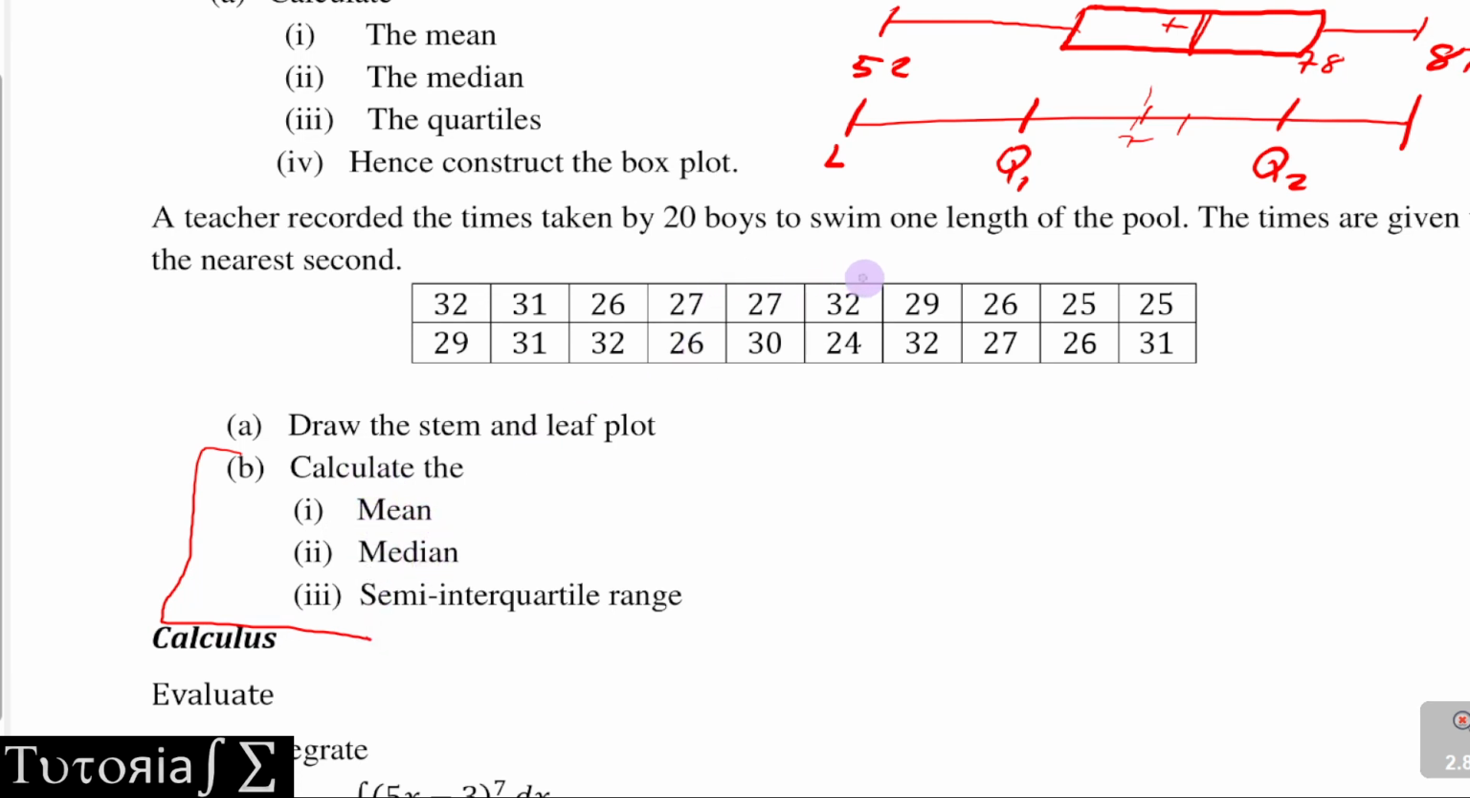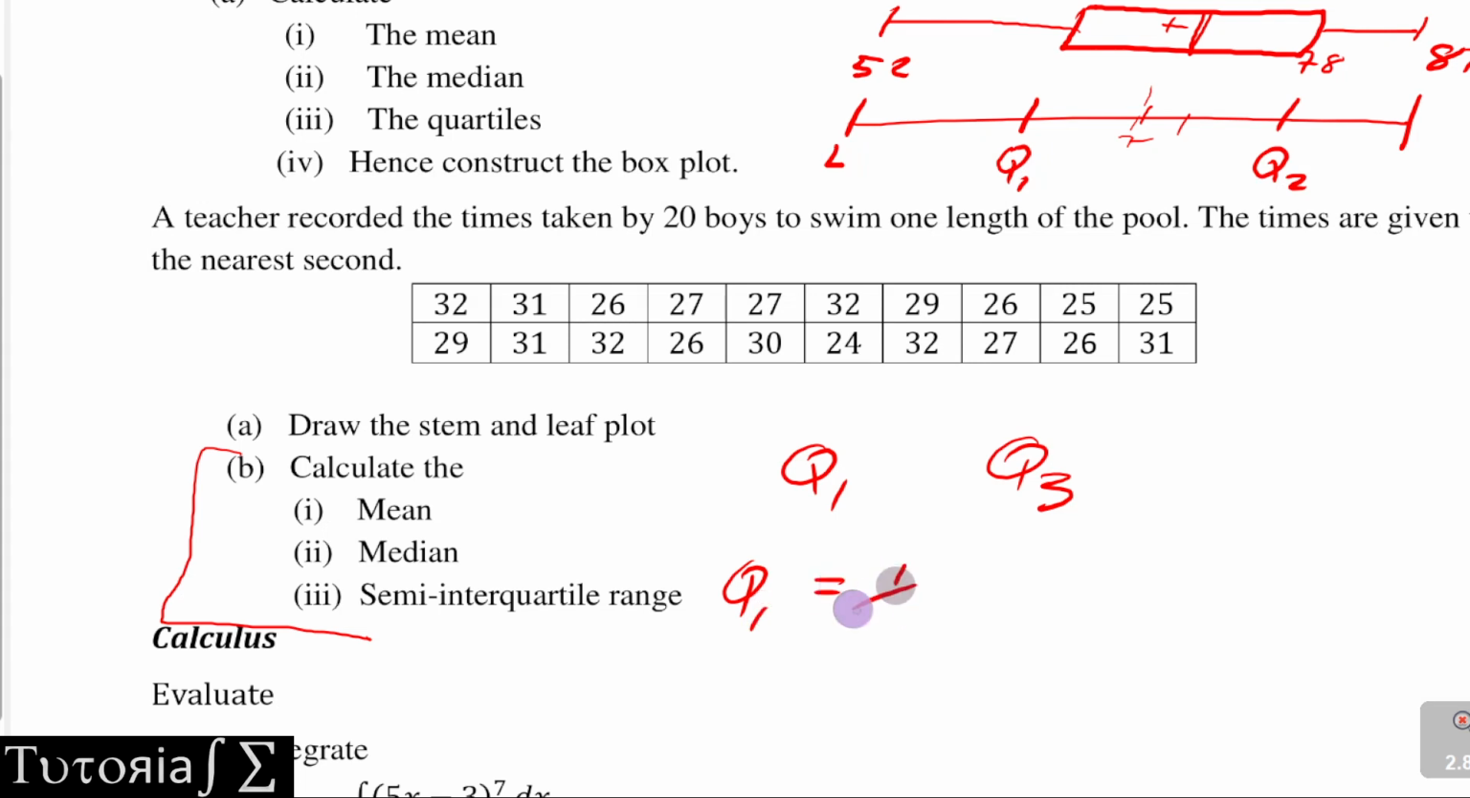So this data is not grouped. You are asked to find the mean and the median, then the semi-interquartile range. So you need to find quartile 1 and quartile 3, sorry. That is the lower quartile and the upper quartile.